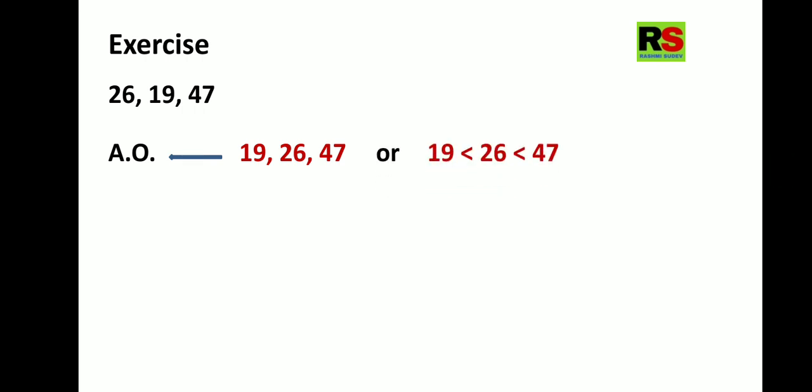19 is less than 26. So 19 is written first. 26 is less than 47. That is why 26 is written there. Whatever number remains is written at the last. That is 47. So the ascending order of the given numbers is 19, 26 and 47.